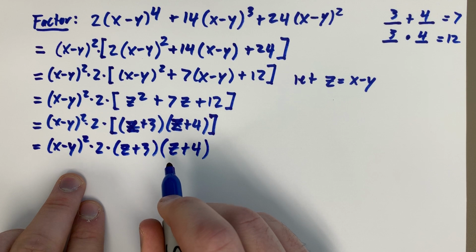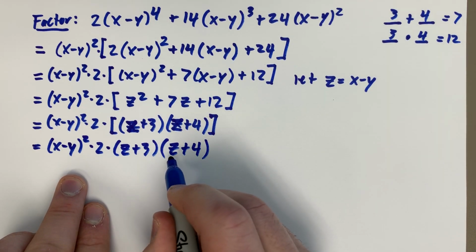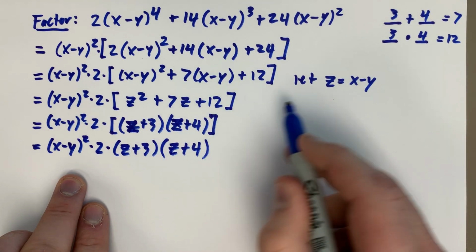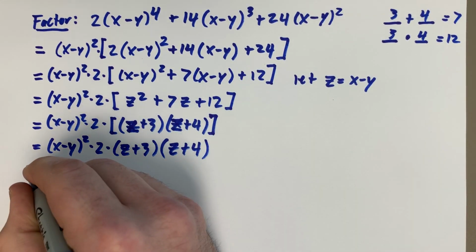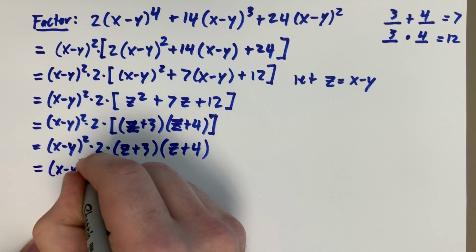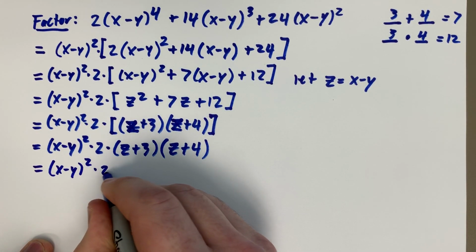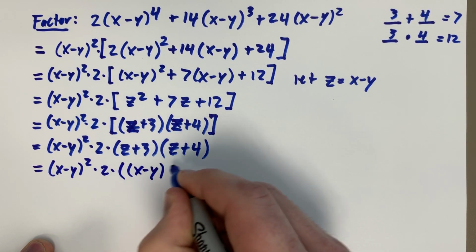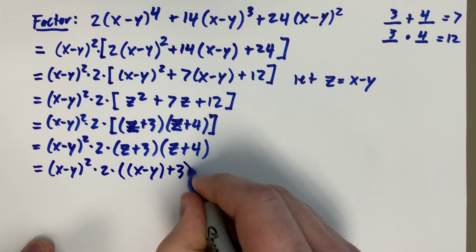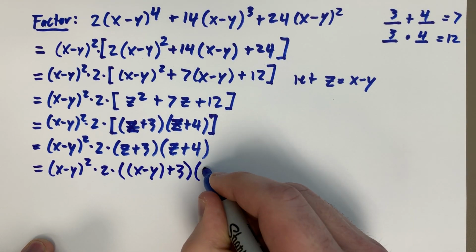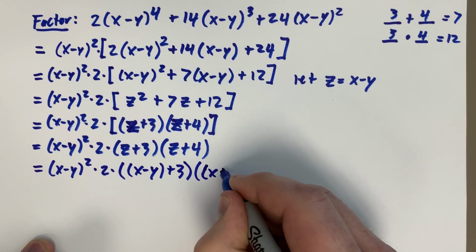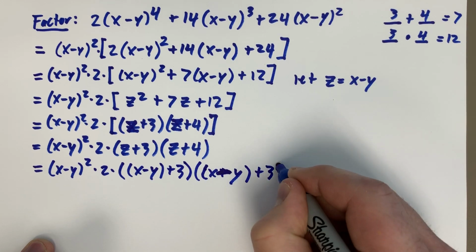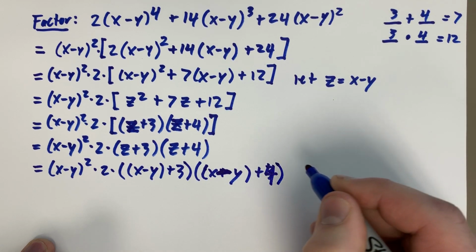The only thing that we need to be concerned with is that we still have this z floating around. We made the substitution for x minus y, so every place we see a z, we're going to plug in this x minus y again. So this gives us x minus y squared times 2 times quantity x minus y plus 3. Don't forget that plus 3. And then we're going to replace this z with an x minus y, quantity plus 4. Jeez, I'm on my A game today.